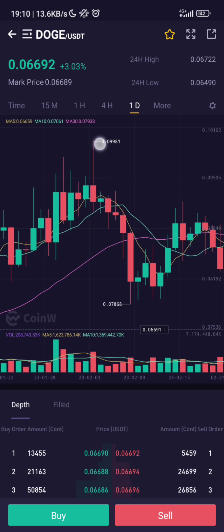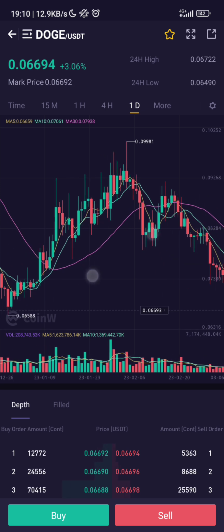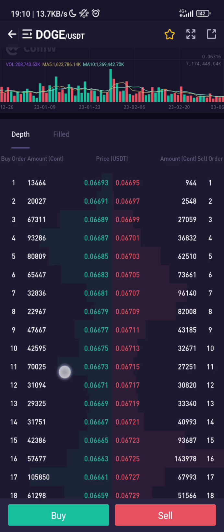We have this long tiny line, and we have this rectangular shape. Those long tiny lines are called wicks, while that little box is called the body. So the whole complete tiny line and body is called a candlestick, right? We call them candlesticks.